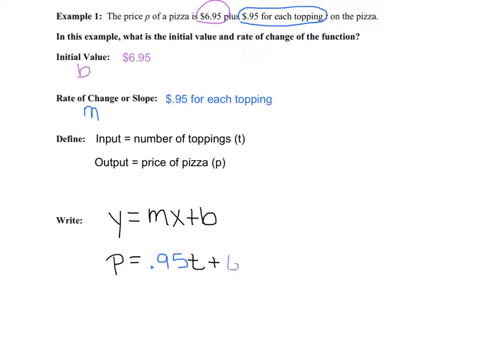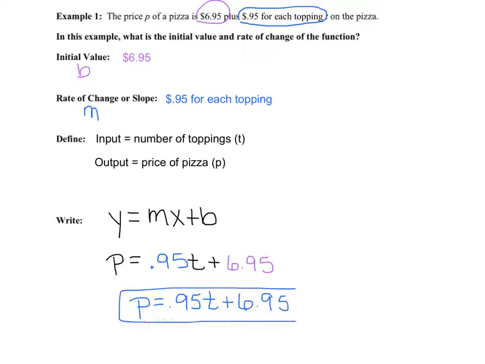So plus 6.95. Therefore, our answer is P equals 0.95 T plus 6.95. So our function rule is the price equals 95 cents a topping plus the initial cost of pizza, which is $6.95. Let's do another example together.